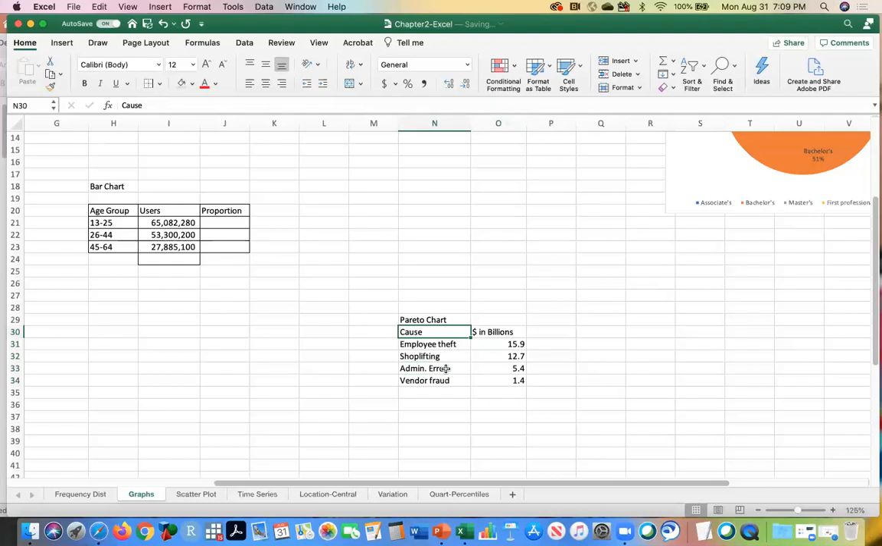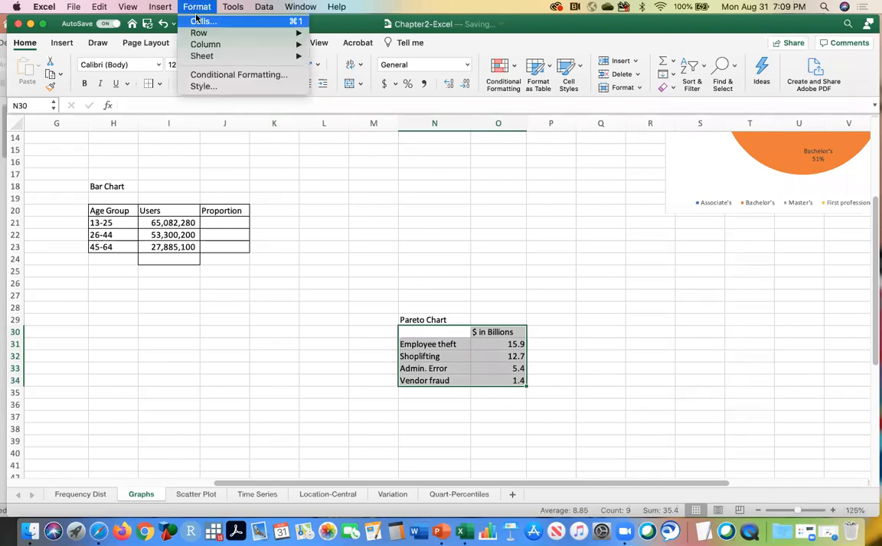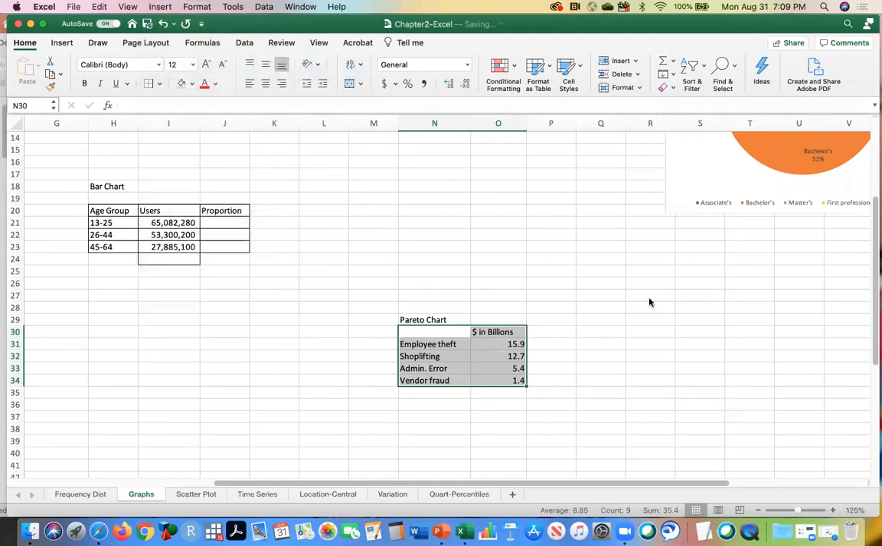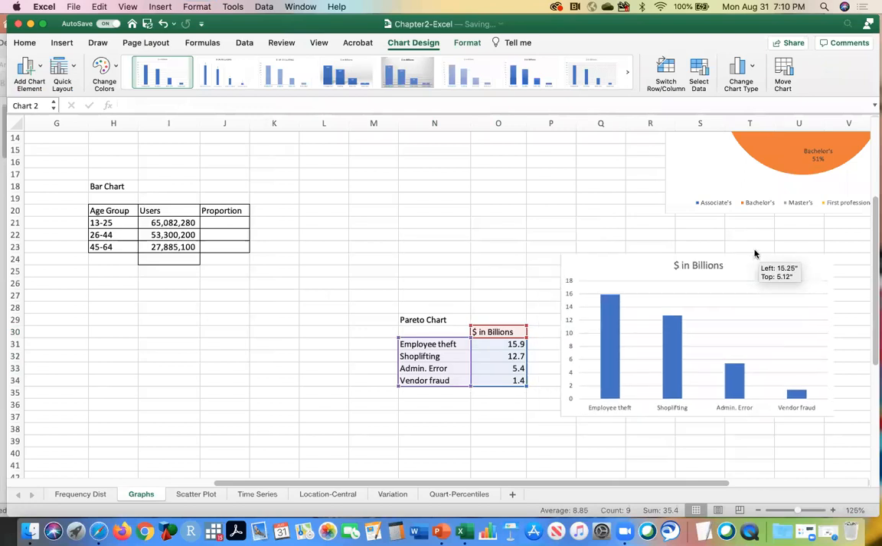So once I already created my arrangement, I'm gonna erase the label of the first column, because remember, if I do that, I am asking Excel to use this as a label. So that means that these names are gonna be on the bottom, on the horizontal axis of my bar chart. So the Pareto chart is gonna be a bar chart, a column chart. So that is gonna be my Pareto chart.